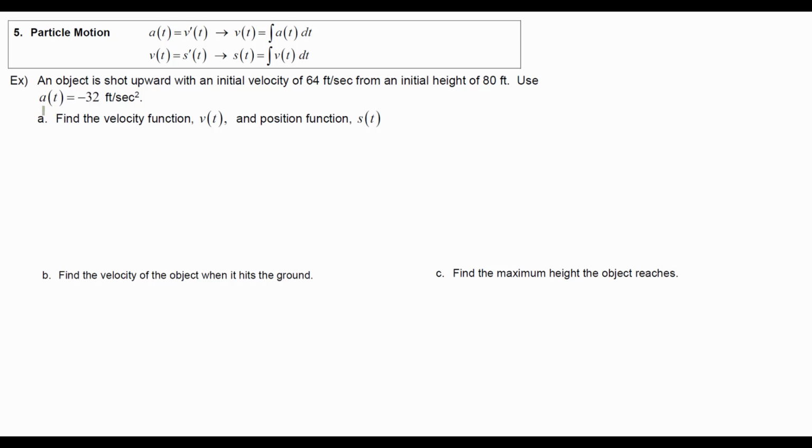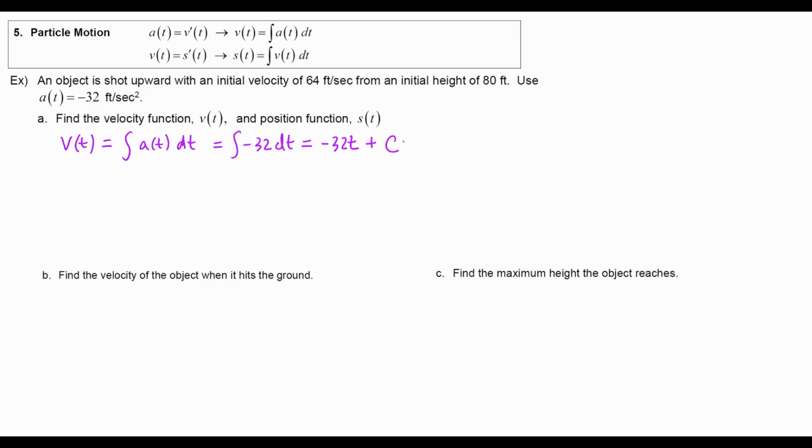Since a of t is the second derivative of the position function and the velocity function is the first derivative of the position function, you can recover the velocity function by taking the integral of a of t dt, because our variable is t now, and that's equal to the integral of negative 32 dt. What do you have to take the derivative of so that you get negative 32? So the antiderivative will be negative 32t plus c, right?